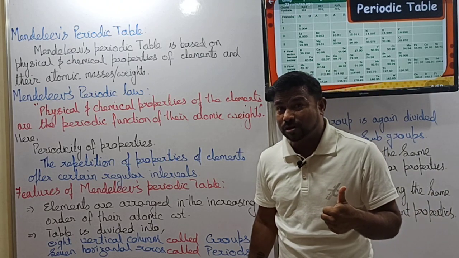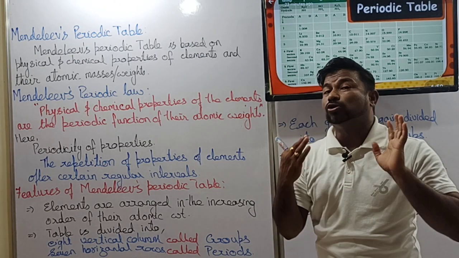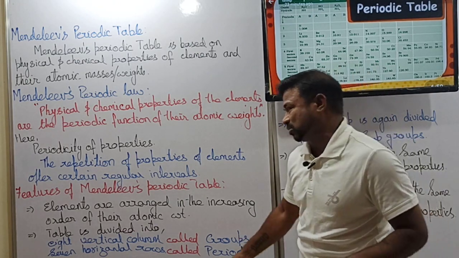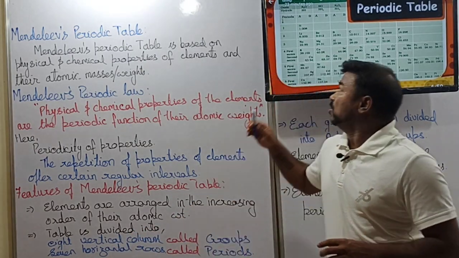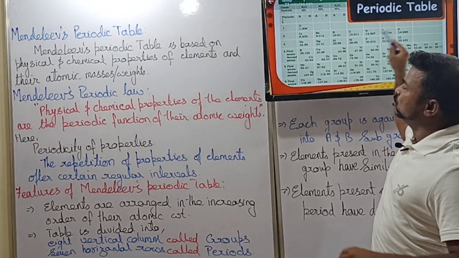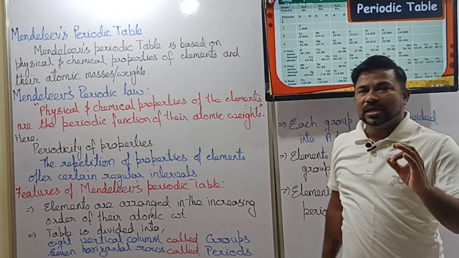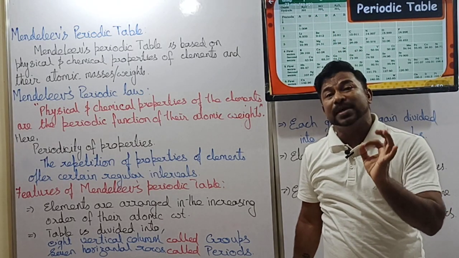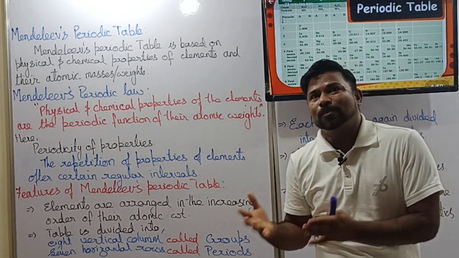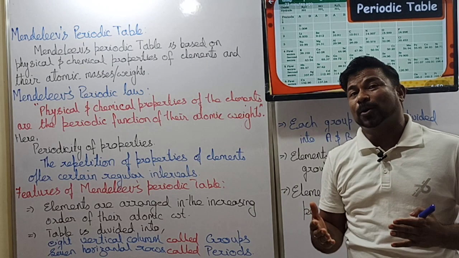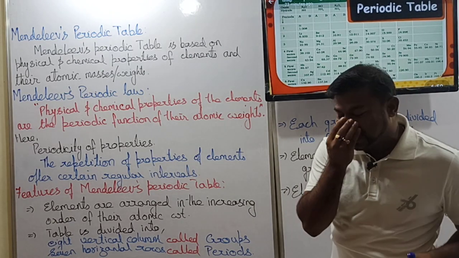And how many vertical columns are there? How many groups are there? Totally 8 he is talking about. The next one, 7 horizontal rows called periods, right? So, if you count that one, he has classified into 7 periods, okay? Now, what about the properties, right? How the properties are in the groups and how the properties are in the periods. So, let's consider that one.